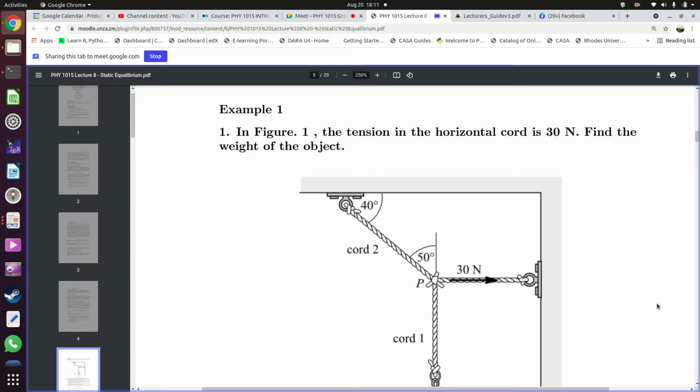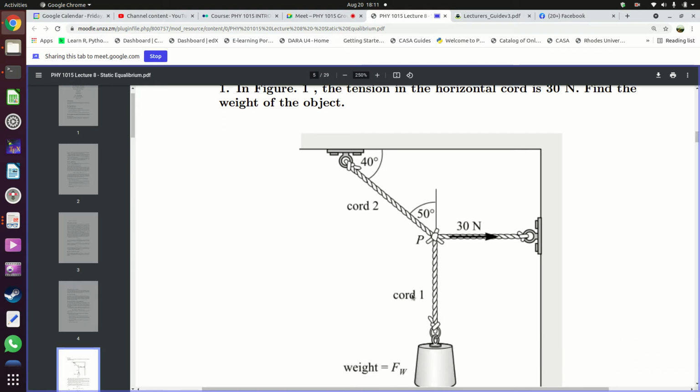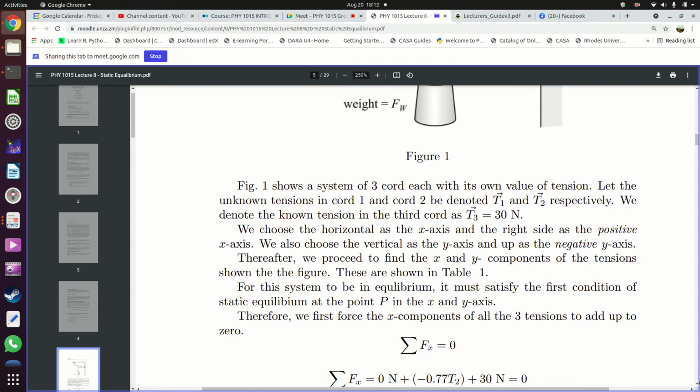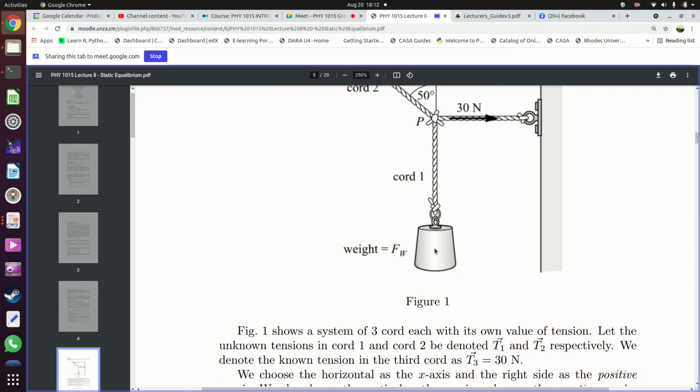So we have got 3 ropes. There's this rope here, cord 1. There's another one here, rope number 2, cord 2. And there's a third one, which is what we have been given here. Then the first rope is the one which is supporting this weight which we are supposed to find. Is that clear to everyone?